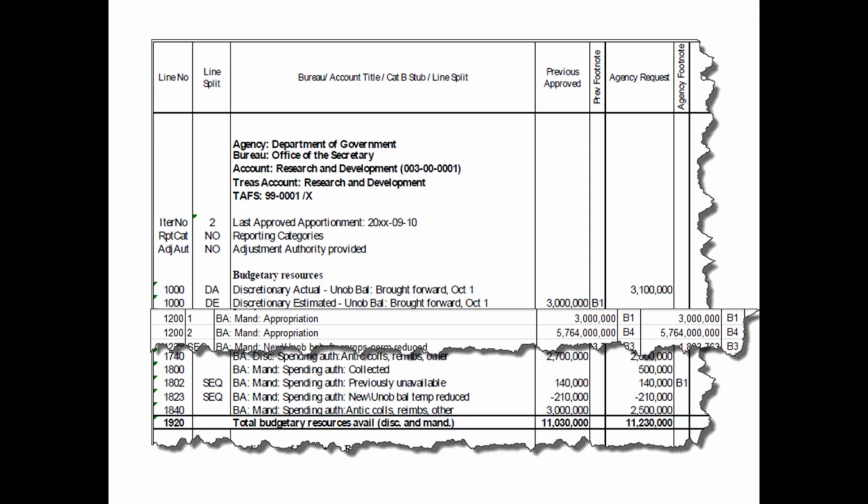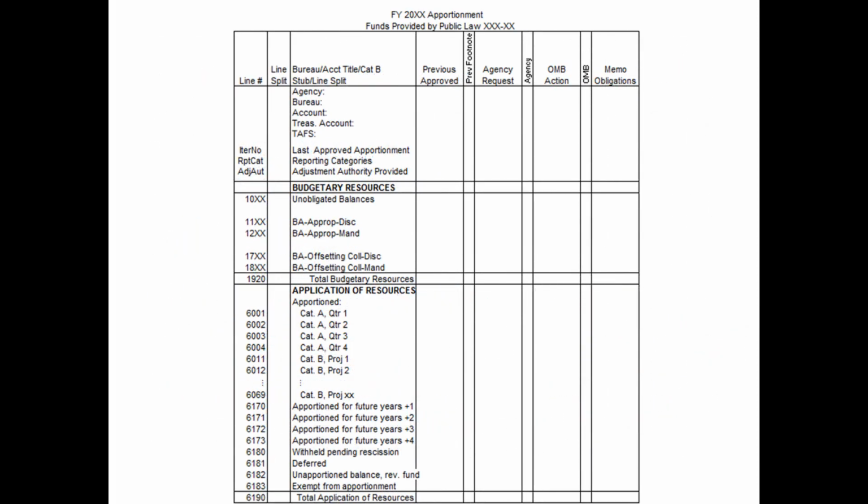Let's get back to our simplified SF-132. Column 3. Now we return to the Bureau/account title CATB stub line split column and focus on the stub or line descriptor functionality. This column provides a short text description of the line number from Appendix F in A11. This descriptor can be very helpful for those who have to enter transactions into the accounting system, since it provides information needed to select the proper transaction. For example, unobligated balance, appropriation, offsetting collection, and so on.